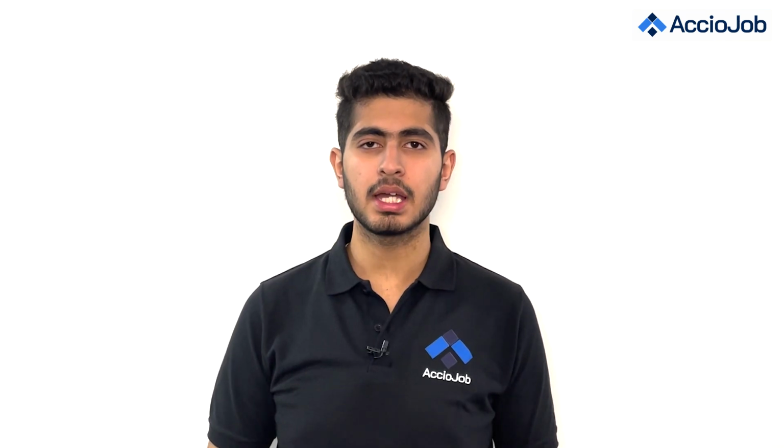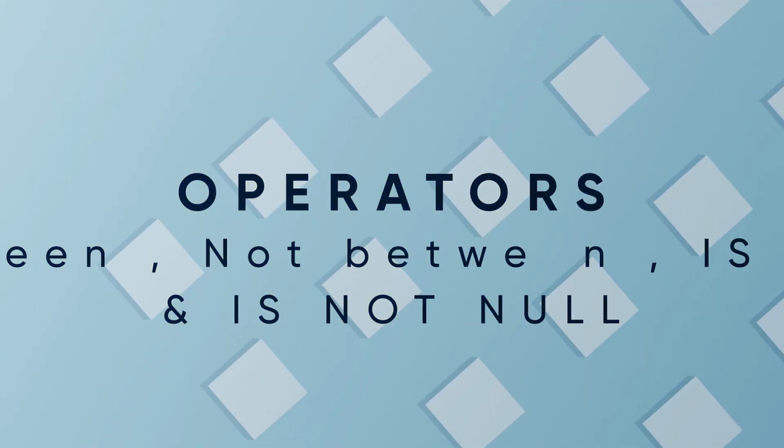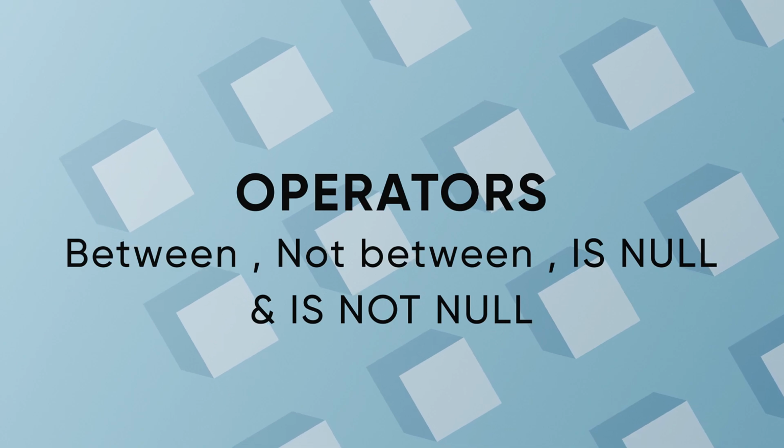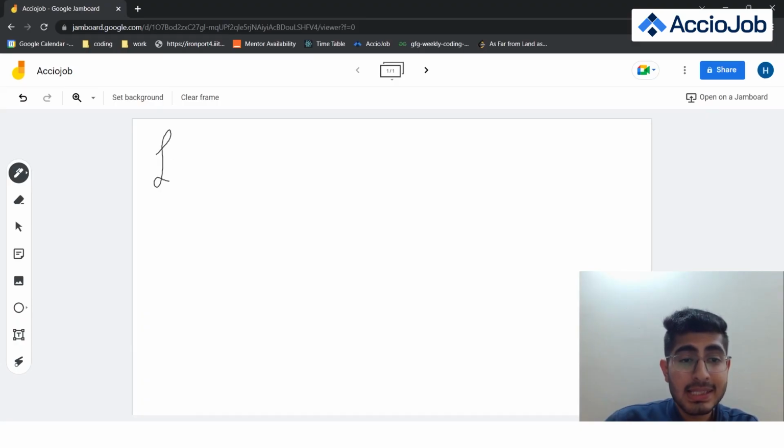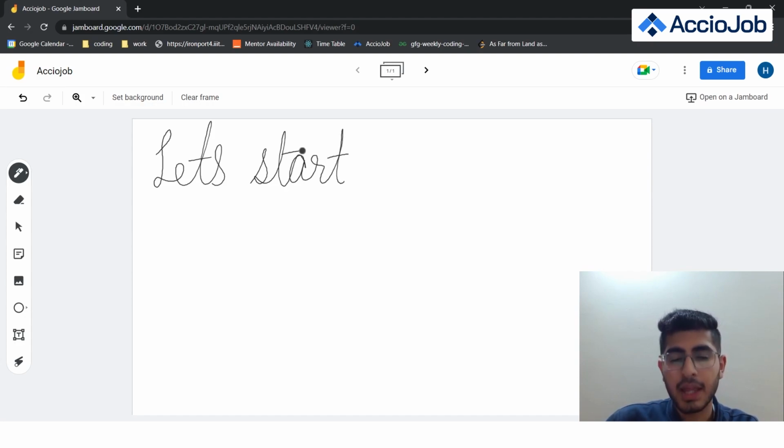In this video, we are going to cover the between operator, not between operator, is null and is not null operator. So let's start the video. Let's start with between and not between, and thereafter is null and is not null. First of all, it is between. I hope everybody knows this is the short form for between. Then not between.